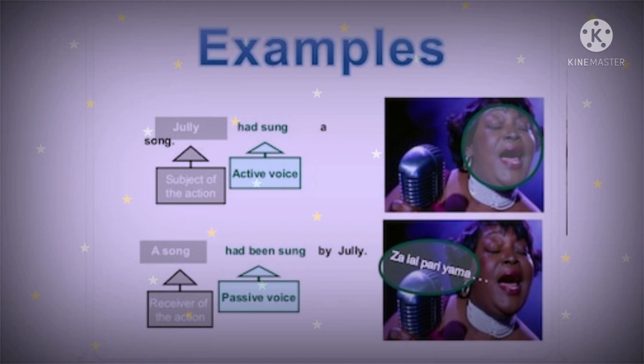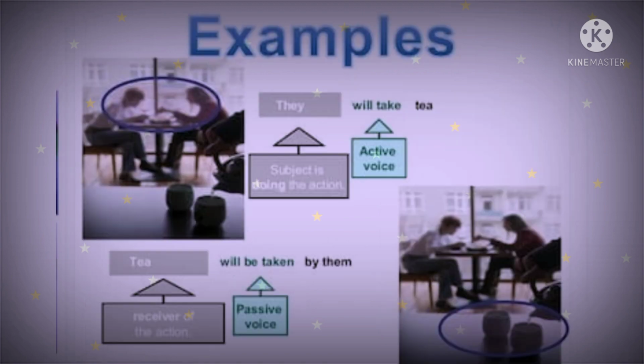See this next example: Julie had sung a song. Had sung, which tense is that? Past perfect. So what must be used with it? Had been. Been must be used with past perfect. So first we take the object in the position of subject. A song had been sung by Julie.